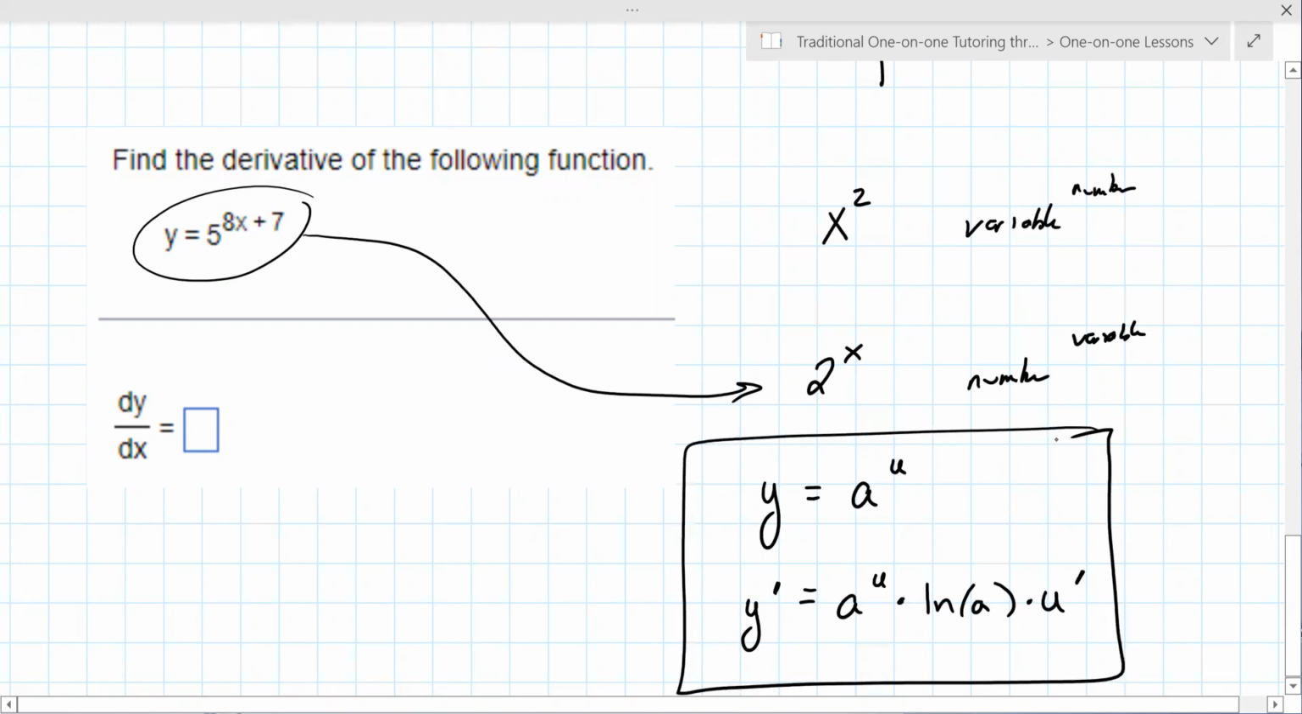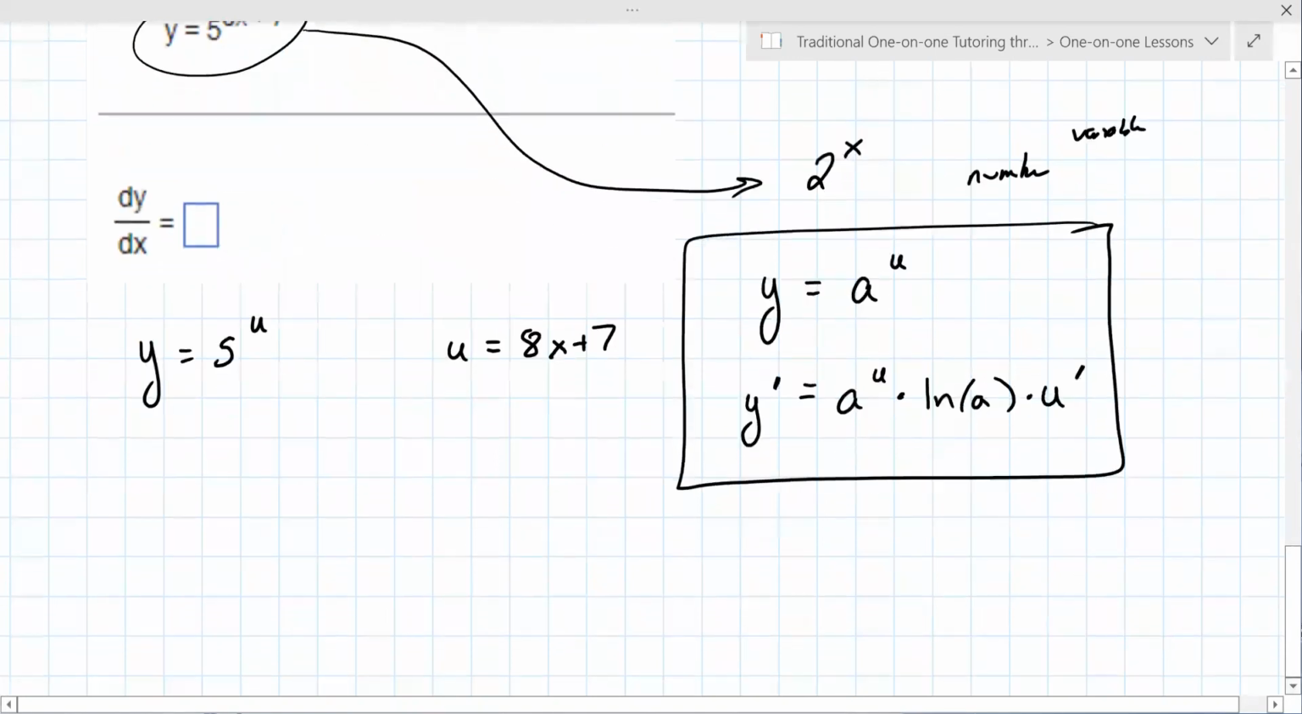There's a list of 20 of these that come up in this course. So you've got to match, okay, what do you have here? Your problem is y equals 5 to the u, where u is 8x plus 7. So your derivative y prime is 5 to the u, that's the a to the u part, times the natural log of 5, that base number, times u prime.